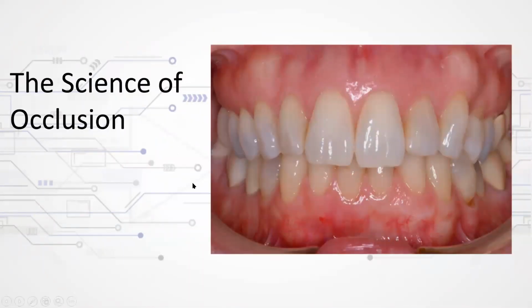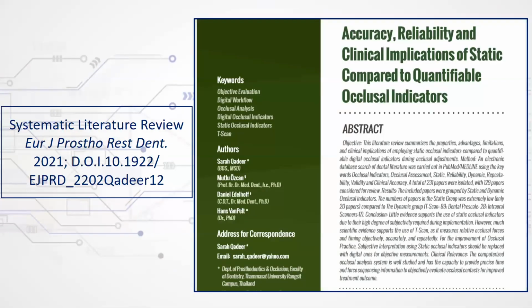So because of the T-scan technology, the science of occlusion has evolved. And recently, this systematic review, which was published in the European Journal of Prosthodontics and Restorative Dentistry, looked at the literature on the accuracy, reliability, and clinical implications of static occlusal indicators, which would be traditional occlusal indicators: wax, silicone imprints, articulating paper, shim stock, foil, and compared those to quantifiable occlusal indicators, which really is the T-scan system.